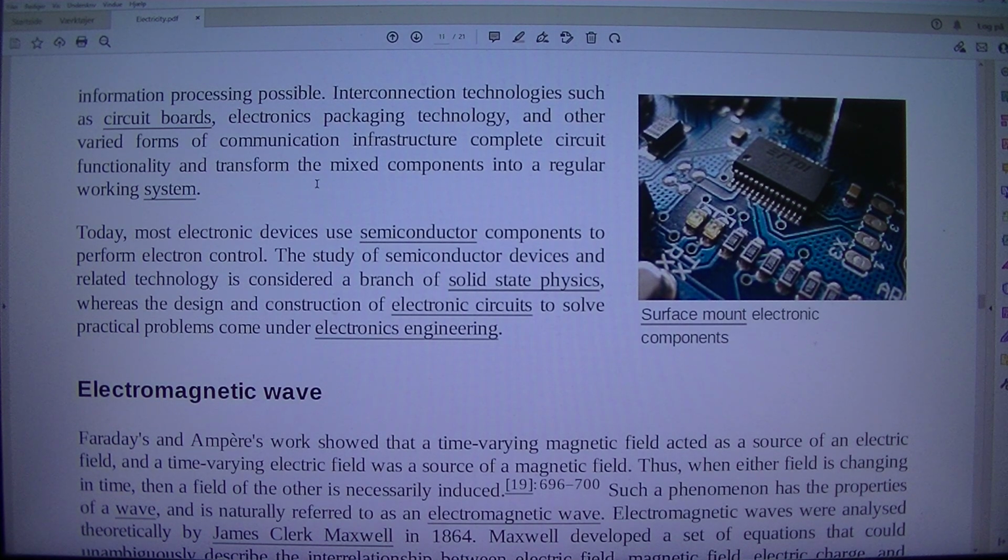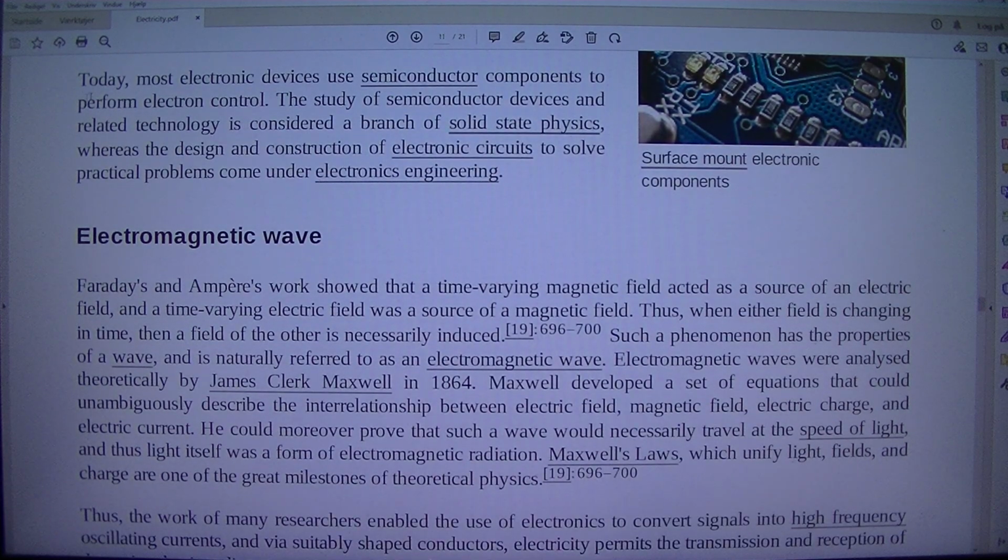Today, most electronic devices use semiconductor components to perform electron control. The study of semiconductor devices and related technology is considered a branch of solid-state physics, whereas the design and construction of electronic circuits to solve practical problems come under electronics engineering.